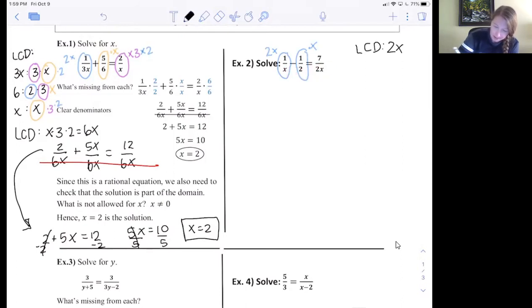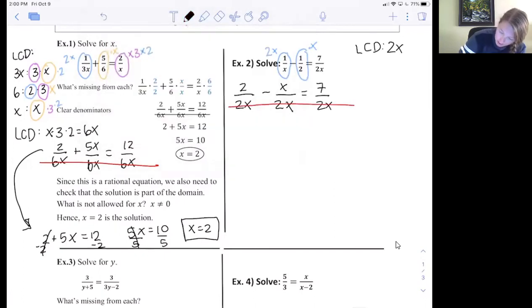So I'm just going to rewrite this as 2 times 1 is 2 divided by 2 times x is 2x, minus x times 1 is x, x times 2 is 2x. And then I'm not going to do anything to that last one. So I've got a common denominator, so I'm just going to cross those all out, and I'm just going to look at the top.